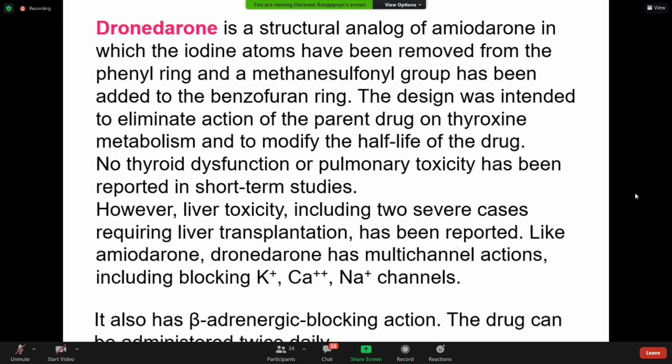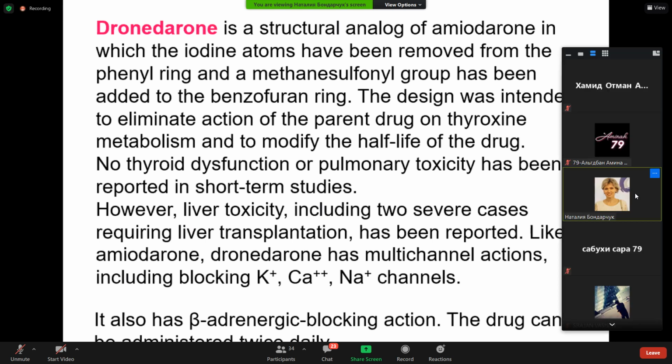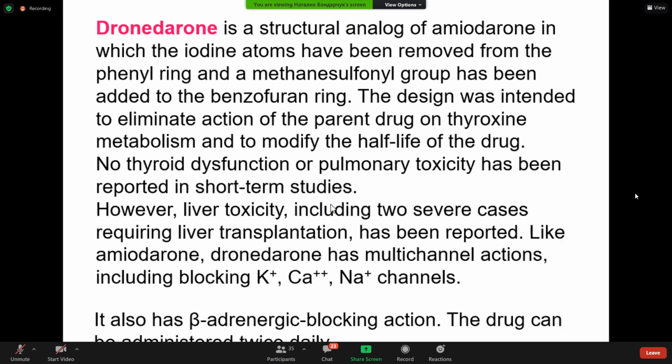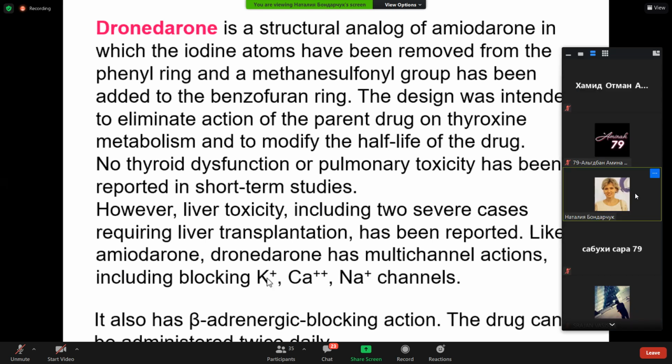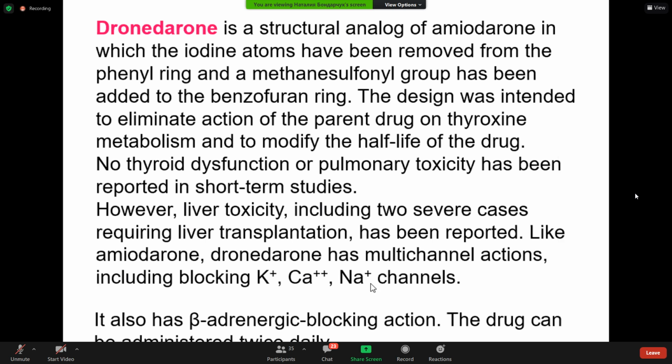So the hepatotoxic effect has not disappeared. Like amiodarone, dronedarone has multi-channel actions in its antiarrhythmic mechanism of action. So this drug also inhibits potassium channels, calcium channels, sodium channels. So this drug also can be used in atrial arrhythmias and in ventricular arrhythmias, according to localization. Also, this drug inhibits beta adrenoceptors, and we use this drug twice daily.